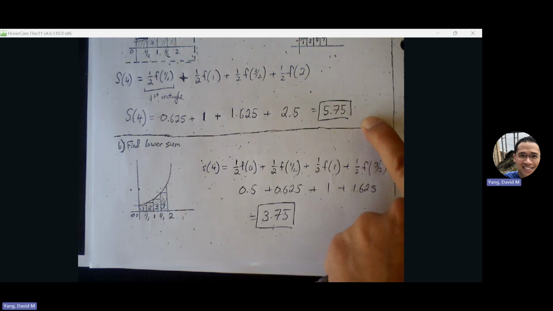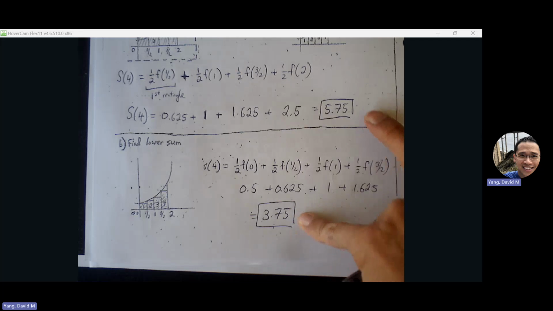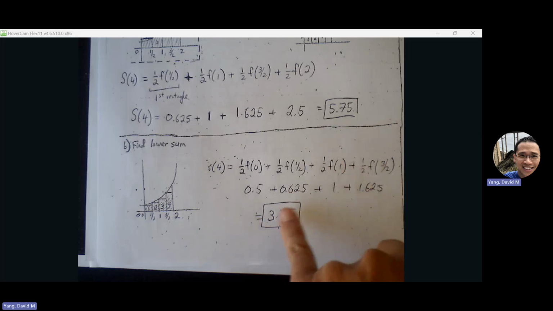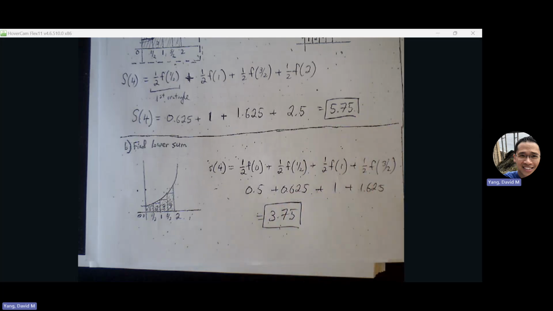So we know that our actual area will be somewhere between 3.75 and 5.75. It's not as clean as saying, oh, this is the average of these two numbers. Now, the average of these two numbers will probably be a better approximation, but we can't assume that is going to be the exact area. All we know based off of our limited data is that our actual area is going to be somewhere between a lower sum and upper sum.